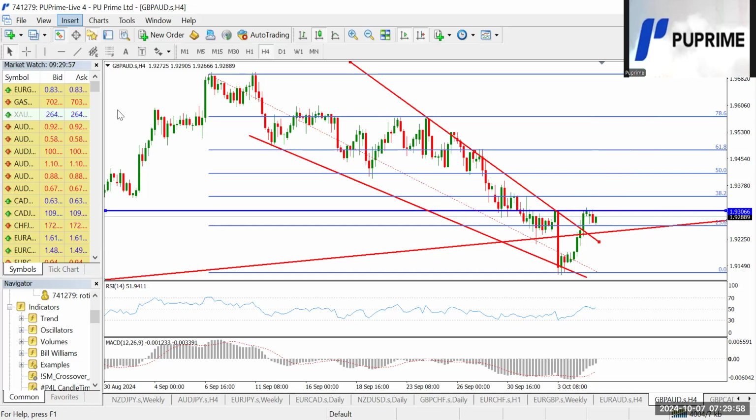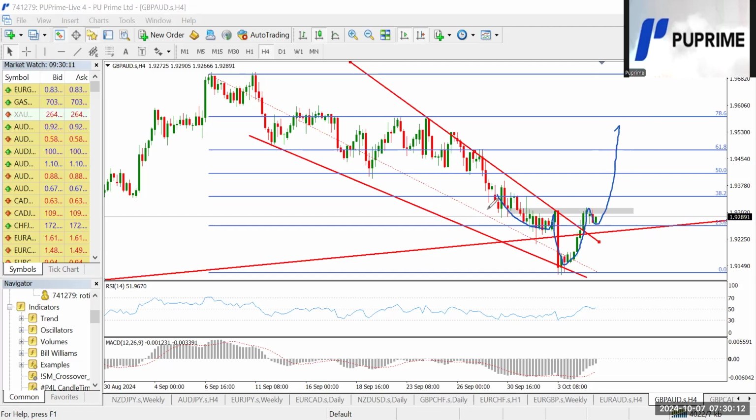Like currently, price is approaching that level. Once price breaks out above this place, you can look at taking your entry. Because it's already completing the second shoulder, and we should see a breakout from there. So I'm bullish on the GBP AUD and the Euro AUD.